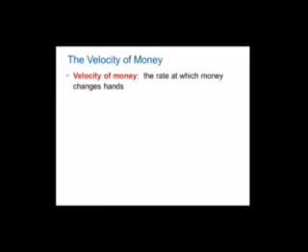We looked at the quantity theory of money in terms of a graph. Now we're going to look at it in terms of an equation. So we're coming up with this notion called the velocity of money. The velocity of money is the rate at which money changes hands in a given year.